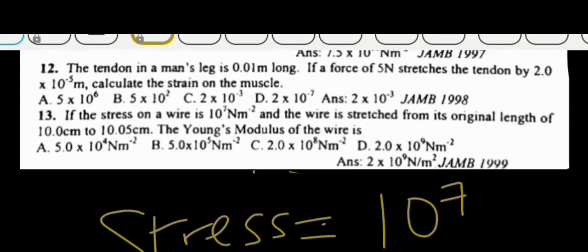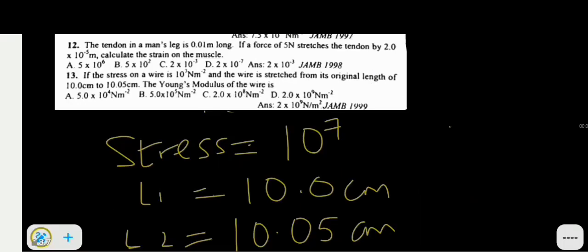So let's continue. If the stress on a wire is 10 to the power 7 Newton per meter squared, and the wire is stretched from its original length of 10 cm to 10.05 cm, find the Young modulus of the wire. So let's pick the data from the question. The stress is 10 to the power 7, as you can see here. That's the stress, 10 to the power 7. The original length is L1, which is 10. So this is 10 here, that's the original length. Then the new length is 10.05. Okay, 10.05. That's the new length, also in the question.